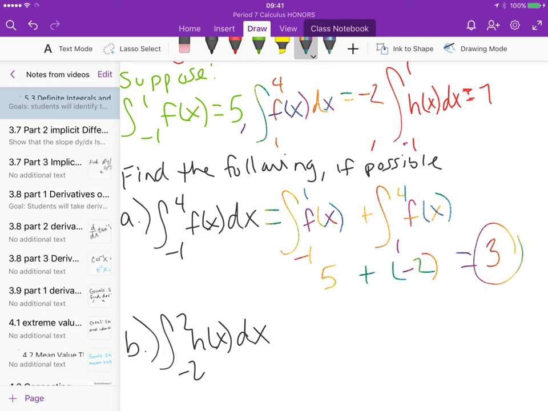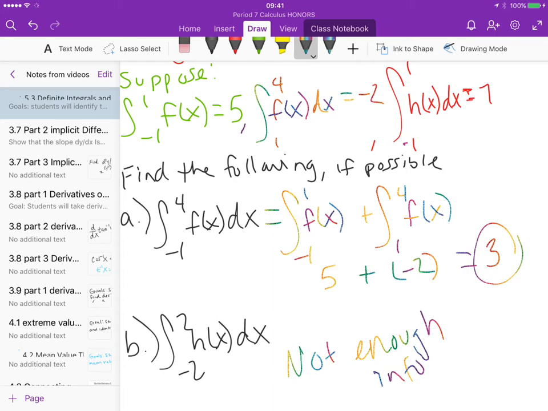But I'm not sure what's happening from -2 to -1. I don't know what's happening from 1 to 2. So unfortunately, they give us some things about h of x, but there is not enough info to make a statement about -2 to 2, given -1 to 1 here. So not enough information because we don't know what happens outside of the interval from -1 to 1 in this particular case. Okay? So that's kind of using our rules of integration a little bit.